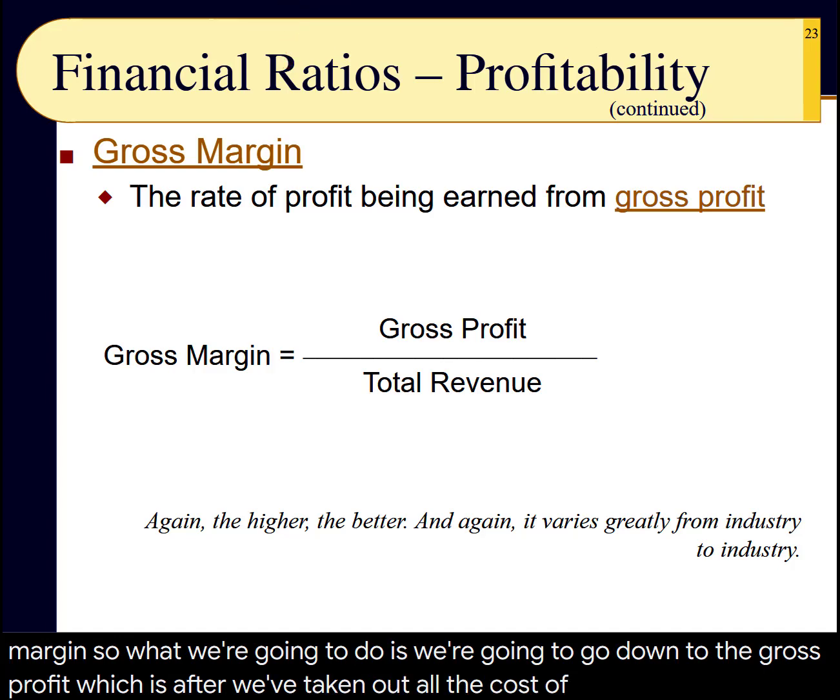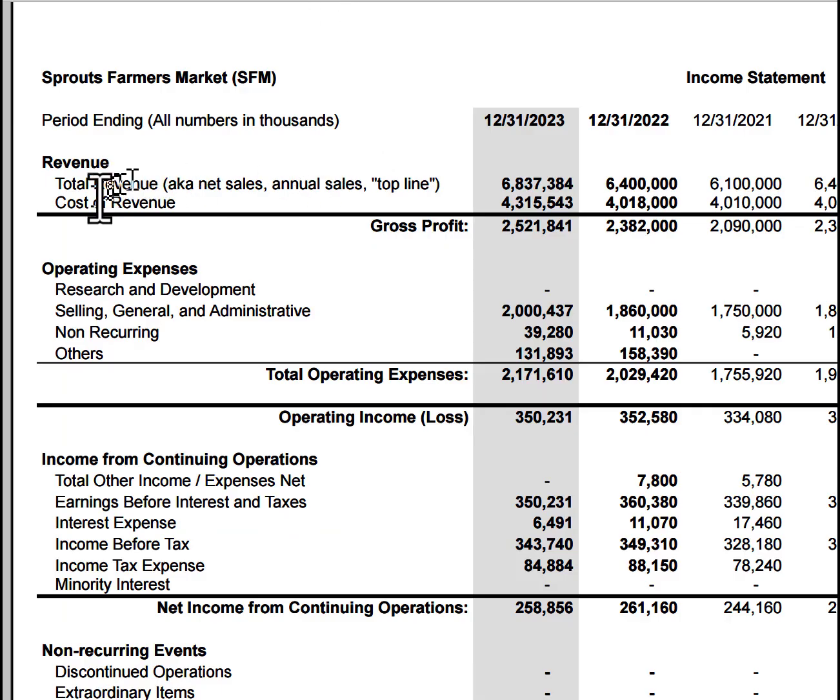So let's run over to the income statement and see. Here's the total revenue, the top line, but now we take out the cost of that revenue, cost of goods sold sometimes it's called, and we wind up with 2.5 billion. So if we do the calculation, we take the 2.5 billion divided by the 6.8 billion, and we get 36.88, which makes a lot of sense, folks.